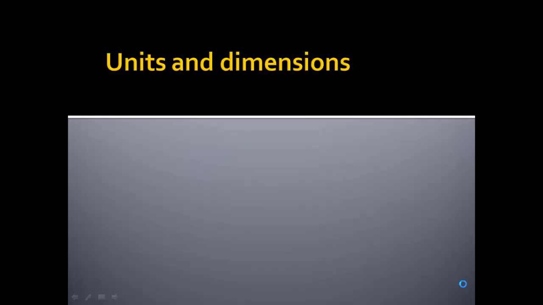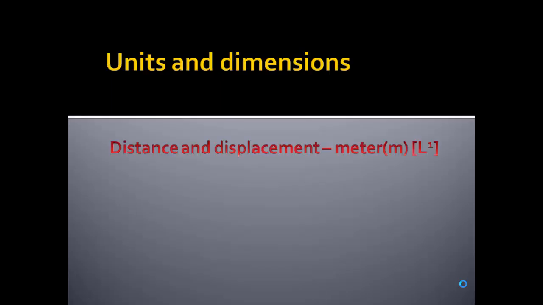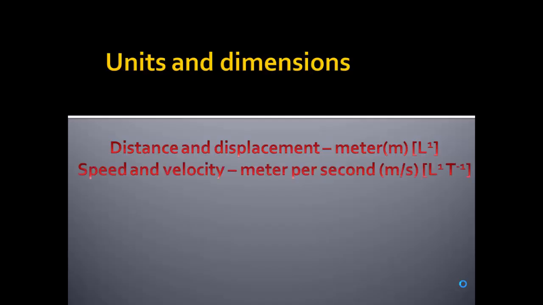Let us have a look at the units and dimensions. Distance and displacement are ultimately a measure of length, hence the unit is meter, dimension L1. Speed and velocity, meter per second, that will be L1 t minus 1. And acceleration is meter per second square, hence L1 t minus 2.